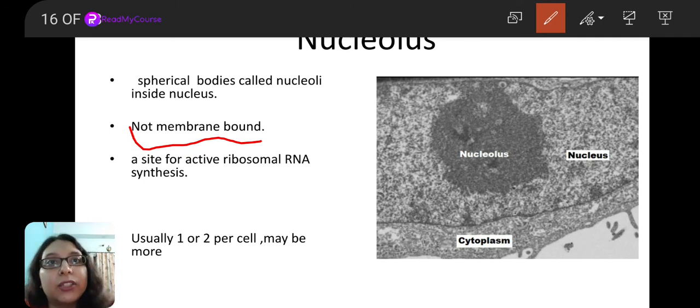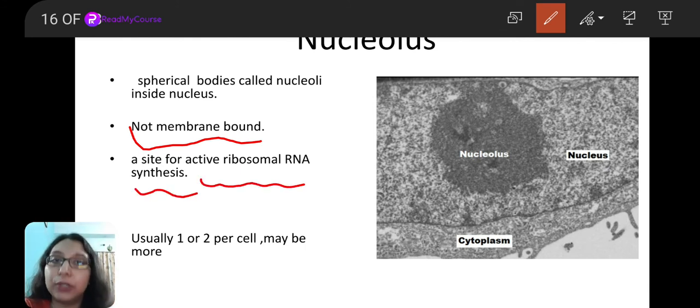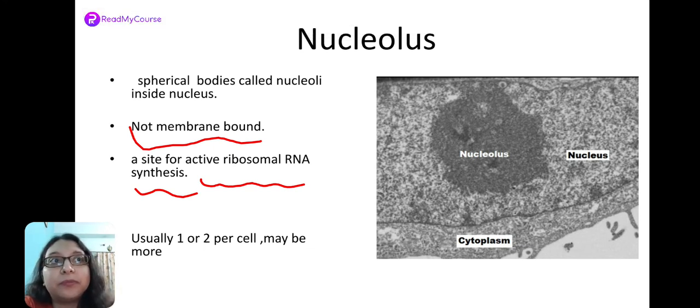What is the main function of the nucleolus? The main function is active ribosomal RNA synthesis. Usually how many are present in one nucleus? Usually 1 or 2 are present per nucleus, but maybe more. Okay.